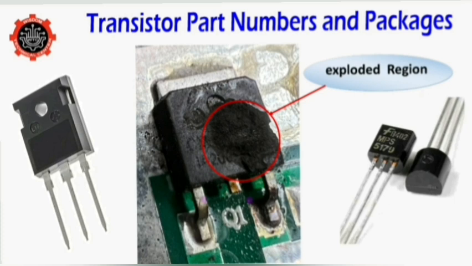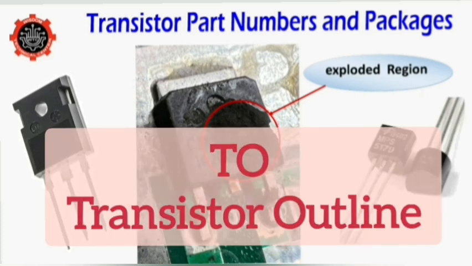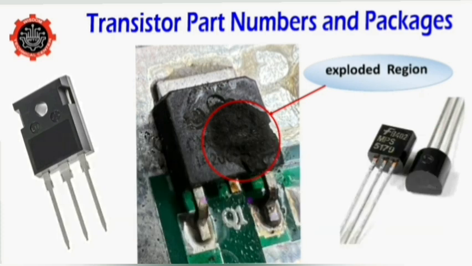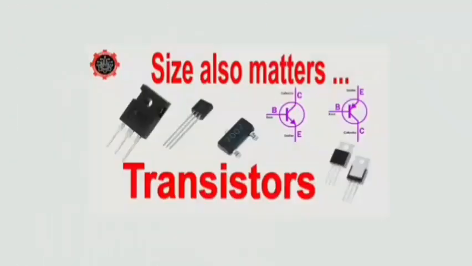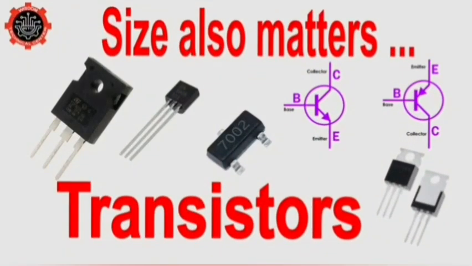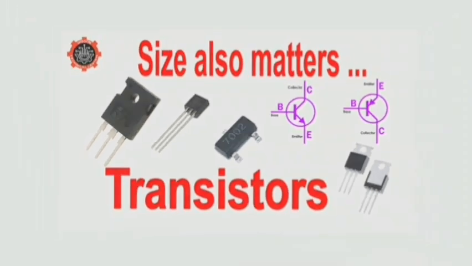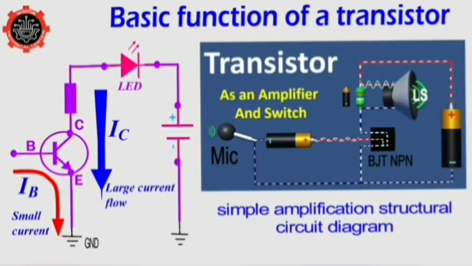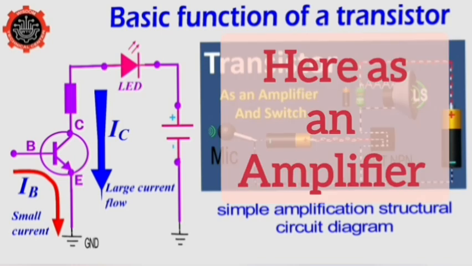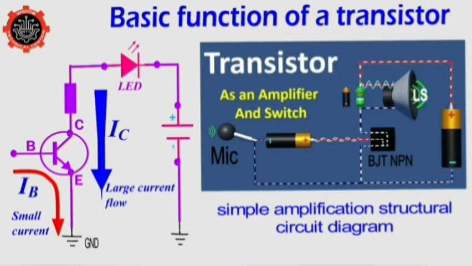These packages are also designed by sizes and configurations. So this is actually called the TO, meaning transistor outline, which is the type of package of these NPN and PNP transistors. Now, generally speaking, it's pretty easy: the bigger the transistor, the more power it can handle. The basic functions of transistors are to provide current amplification of a signal and to switch a signal on and off.